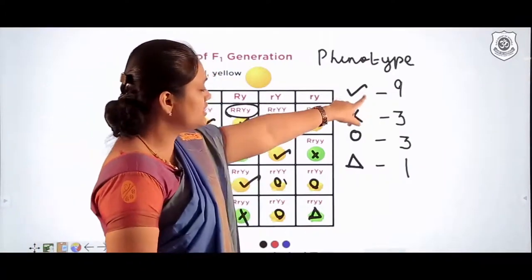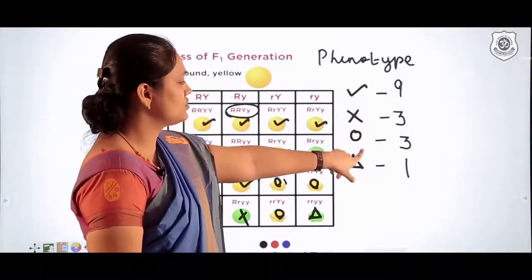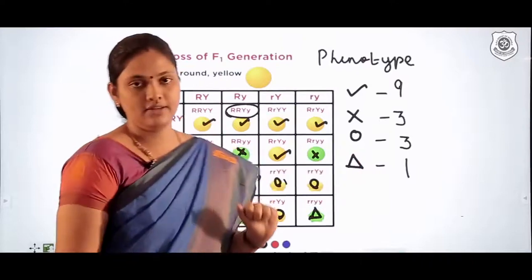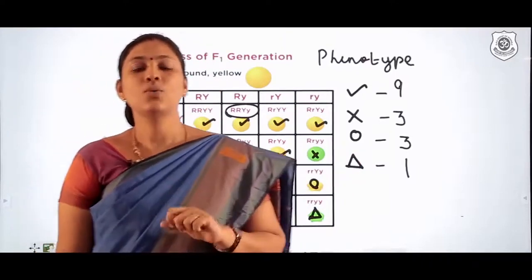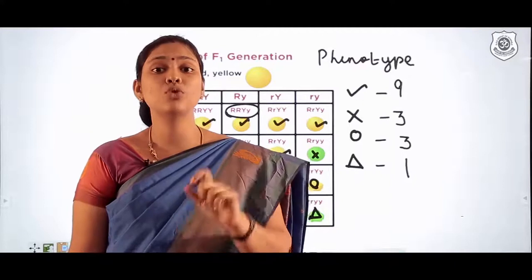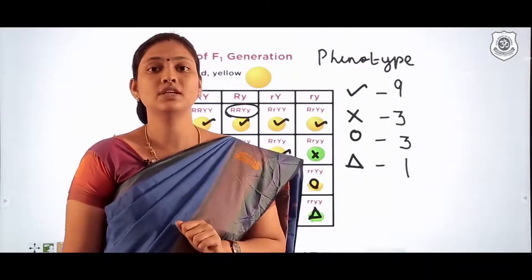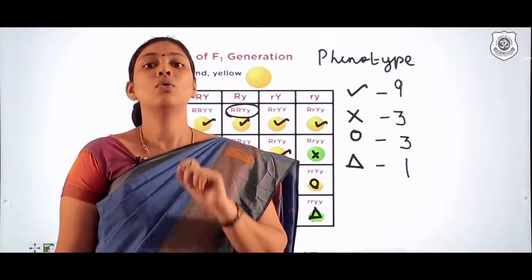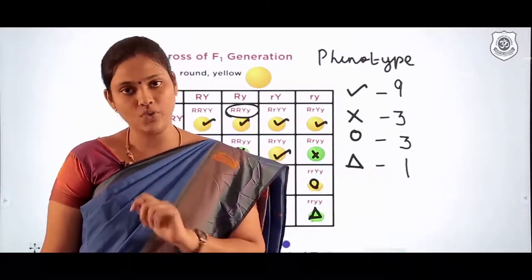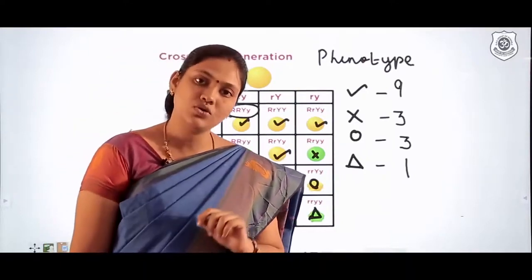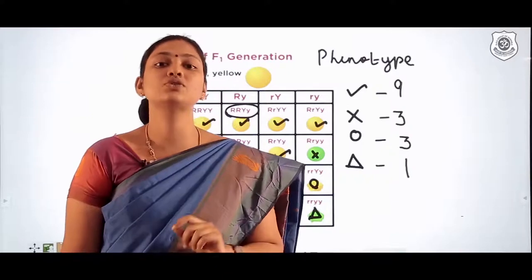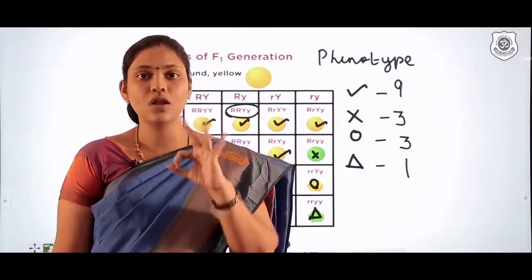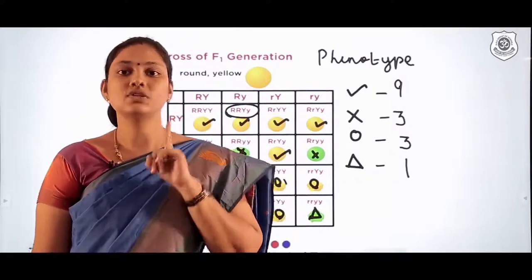Now, the ratio is 9:3:3:1. Now, let me just ask you a question. What is the genotypic ratio of monohybrid cross, children? It is very good. 1:2:1. What was the phenotypic ratio out of monohybrid cross? 3:1. 3 were tall, whereas 1 was dwarf.